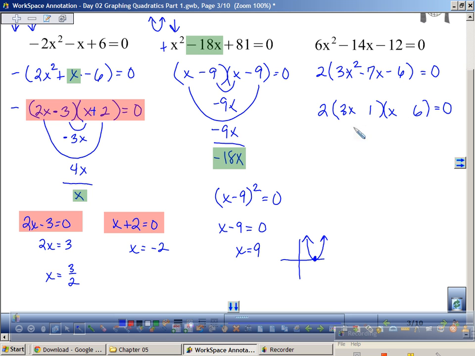We had 1 and 6. Did I mess it up? 1 and 18. That doesn't work. 6 and 1. 6x, 3x. That doesn't work, right?